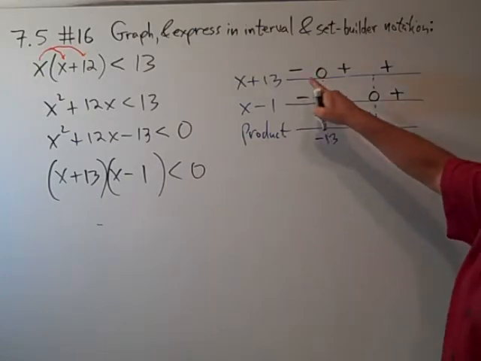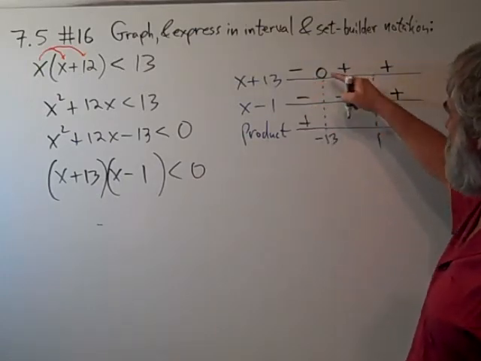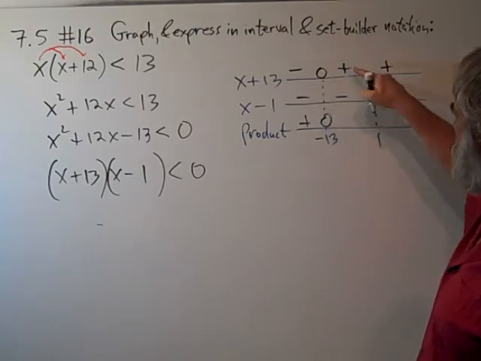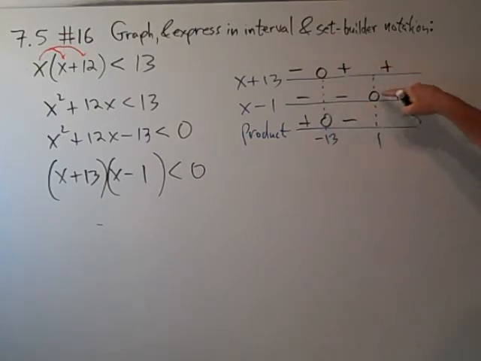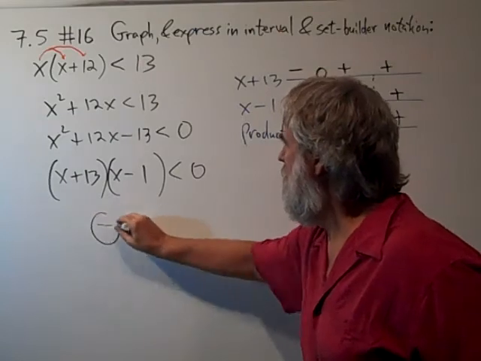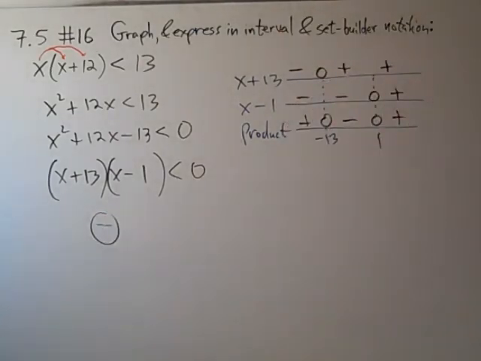So now for the product, a negative times a negative is a positive. 0 times anything is 0. A positive times a negative is a negative. Anything times 0 is 0. And a positive times a positive is a positive. This time we're asking where are the negatives here? Where are the negatives?